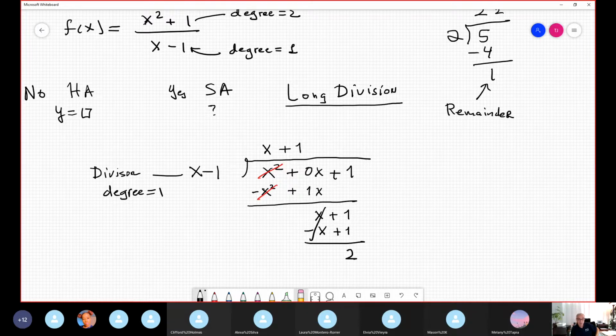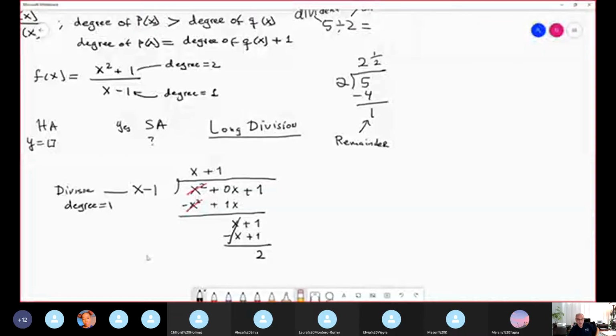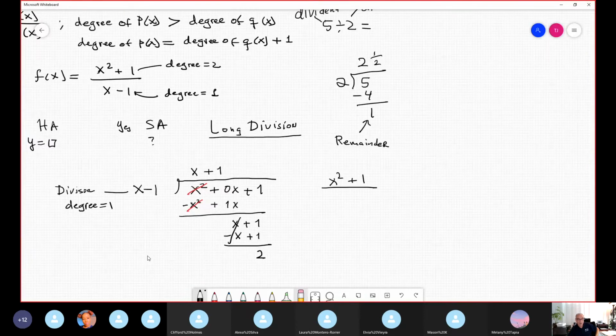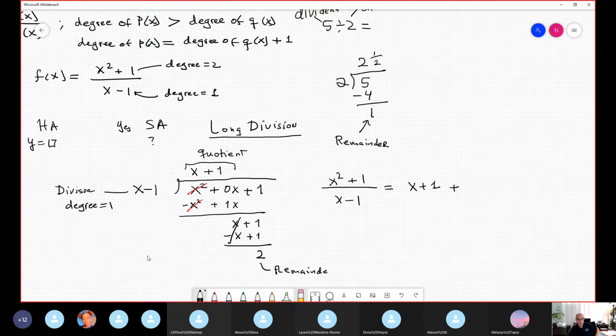So what is the conclusion? Well, the conclusion is the rational function given in that problem, we can write in that way. A quotient, this expression is the quotient. You copy the quotient, that's x plus 1. Plus the remainder, this guy, 2, divided by the divisor, which is x minus 1.